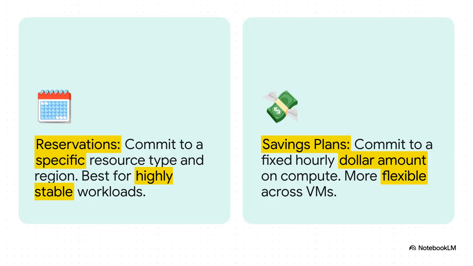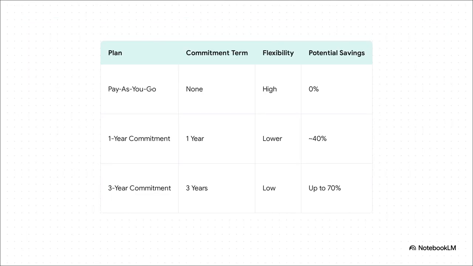Look, for anything that's running 24/7, like your production servers, pay-as-you-go is the most expensive way to do it. Azure really rewards you for commitment, and you've got two main options: reservations and savings plans. Reservations give you the absolute best discounts, but you have to be very specific, like I want this VM series in this region for 3 years. Savings plans are more flexible. You just commit to spending a certain amount per hour on compute, and you get a discount across different VMs and even different regions.